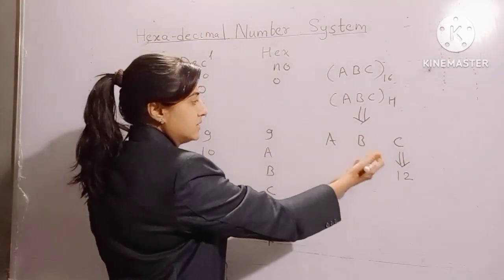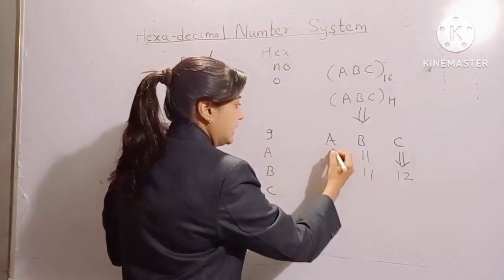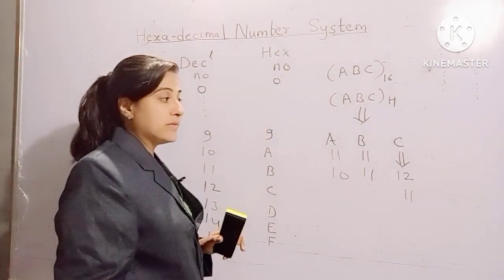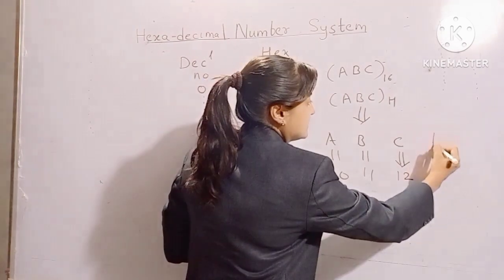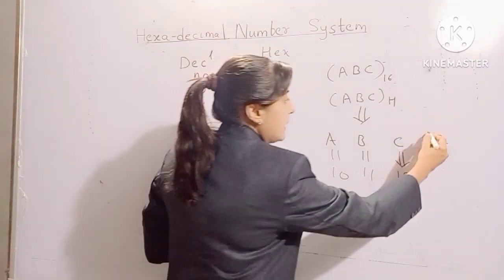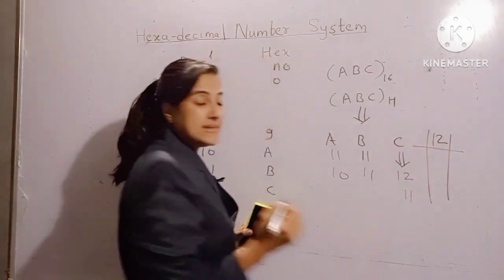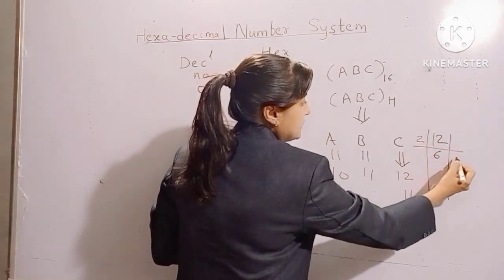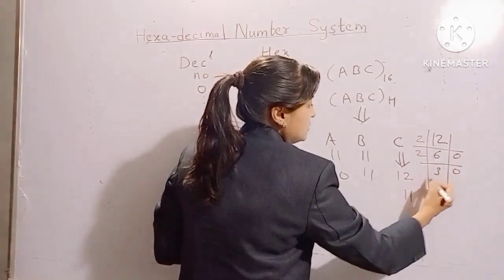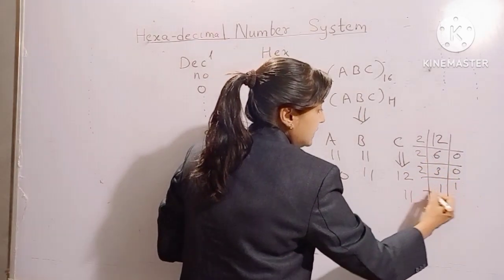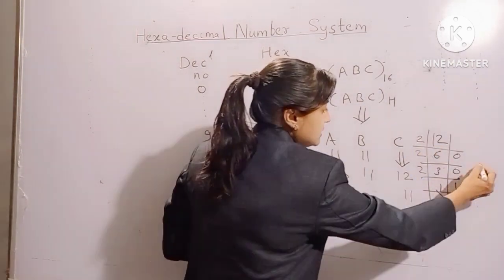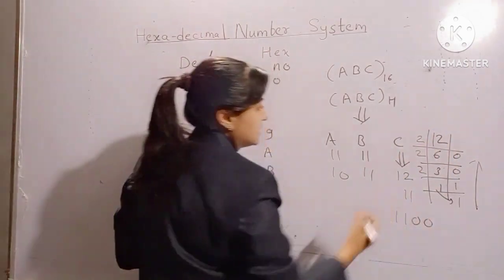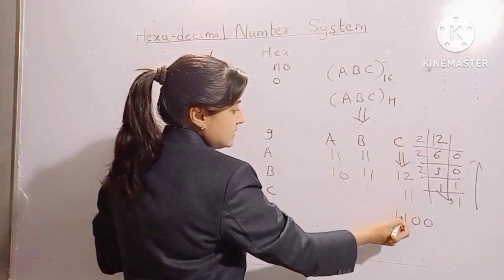Firstly we'll write the decimal equivalent of each digit. B is nothing but 11, A is 10. Now 12, how can we represent 12 in binary? We have seen this in our earlier video. If I want to represent 12 in binary, we keep on dividing the number by 2. Here we write the quotient, here we write the remainder. 2 sixes are 12, remainder 0. 2 threes are 6, remainder 0. 2 ones are 2, remainder 1. 1 cannot be divided by 2, so I will shift it here, then I go from bottom to top. So 1100 is the binary equivalent. So C can be represented like this.